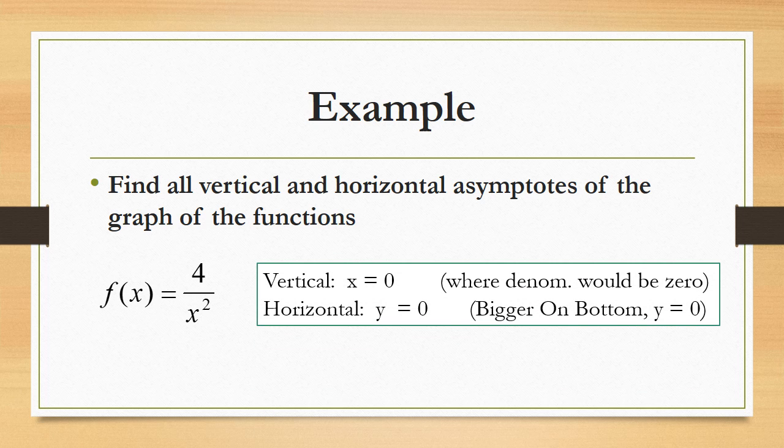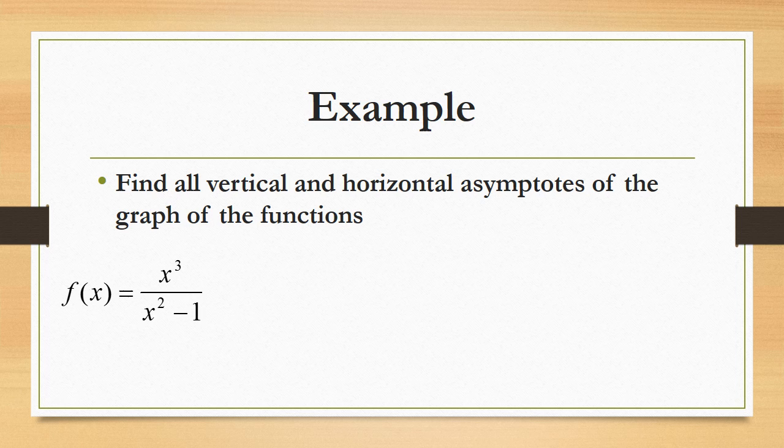So we have a vertical asymptote at x equals 0. If you set the denominator equal to 0 and solve, you get 0. And the horizontal is y equals 0 because we have a bigger on bottom situation. The top doesn't even have an x, much less with a power. So the bigger power is on the bottom. The power on top is really 0. It's x to the 0 because it's not there. And we use BOBO, bigger on bottom, y equals 0.